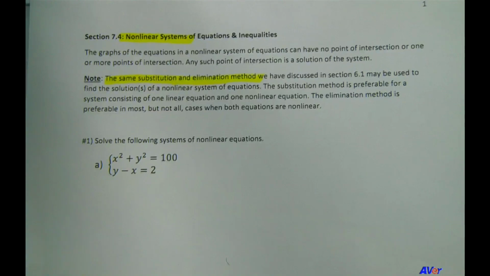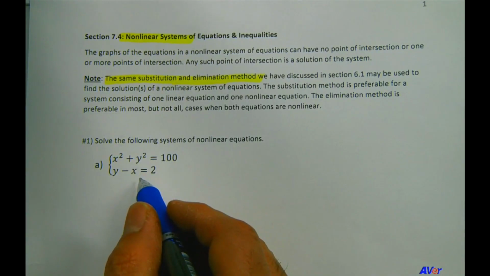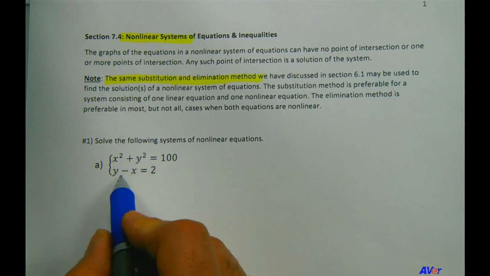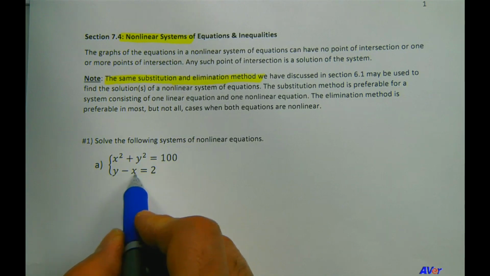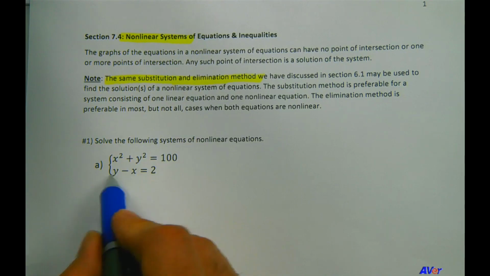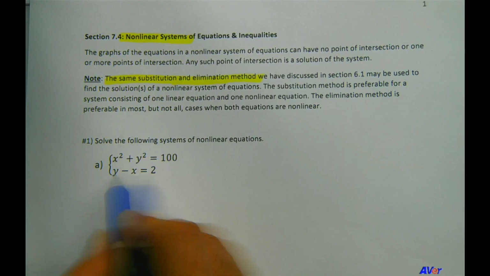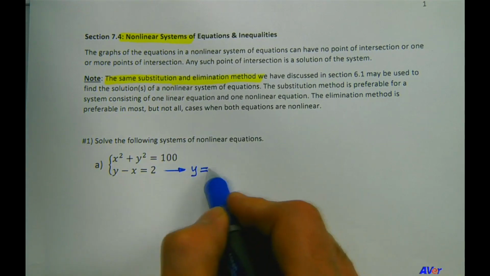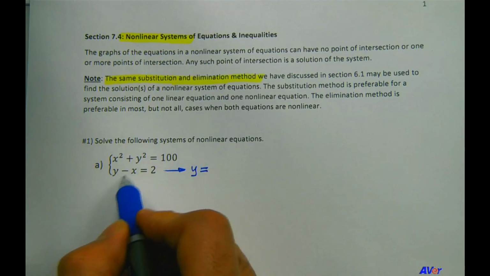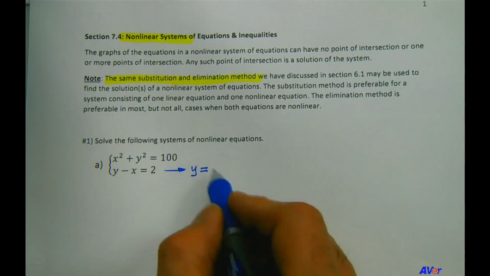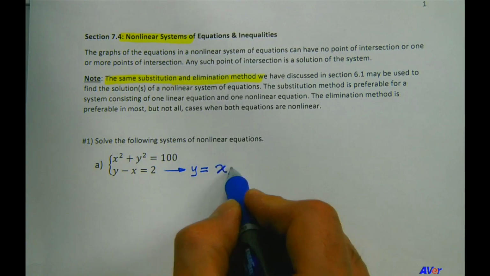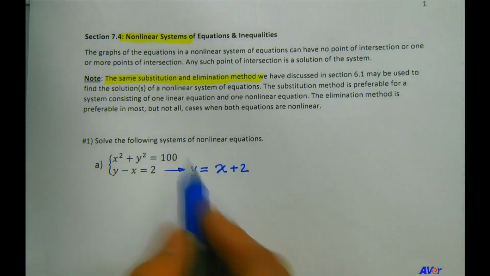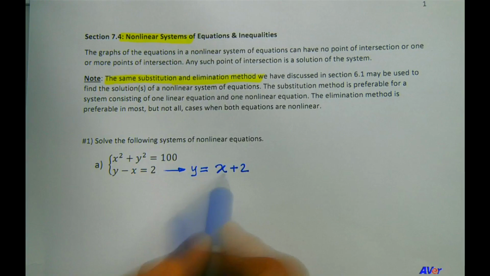If you use substitution, you should get the same answer as I do if I use the elimination method. It makes no difference. For example, in this case, what I want to do is solve for variable y, let's say. You can solve for variable x, it makes no difference. I'll solve for variable y from the bottom equation. Negative x is on the left. When I move it to the right, it becomes positive, so y equals x plus 2. So now I've solved for y in terms of x.